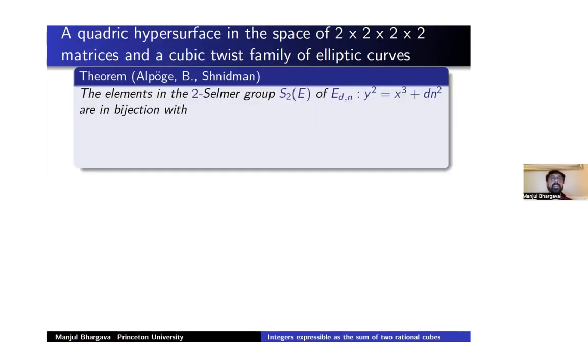And so this is the theorem. I mean, it's a non-trivial modification, but it's one that you can imagine you can do because the H1 that the two Selmer group lies in stays the same when you do a quadratic twist.